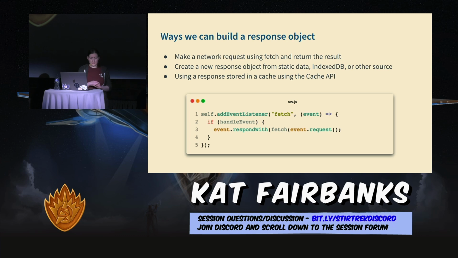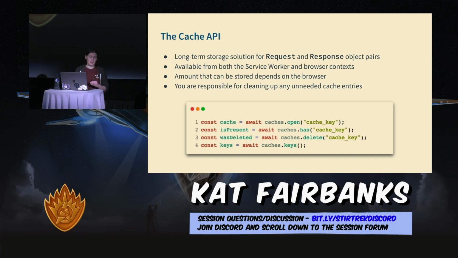But you can also create new responses from static data, IndexedDB, or some other kind of source. I think I've seen people talk about doing templating within the service worker, which sounds interesting. Or you can use a response stored in a cache using the Cache API. So in the service worker spec, they've defined a Cache API that is a long-term storage solution for request and response object pairs. So it fits this use case perfectly.